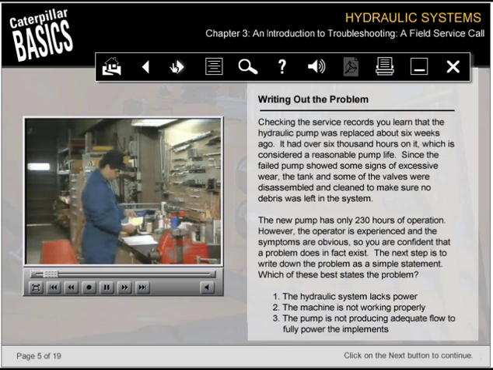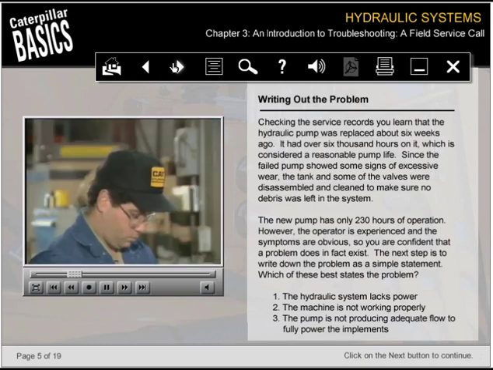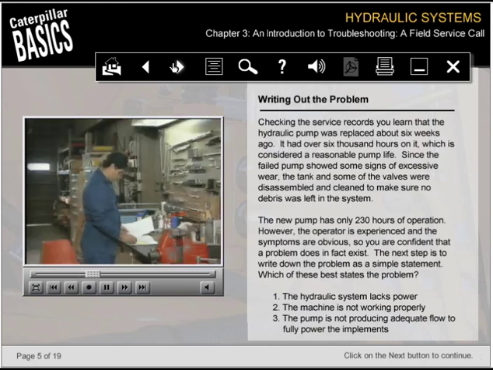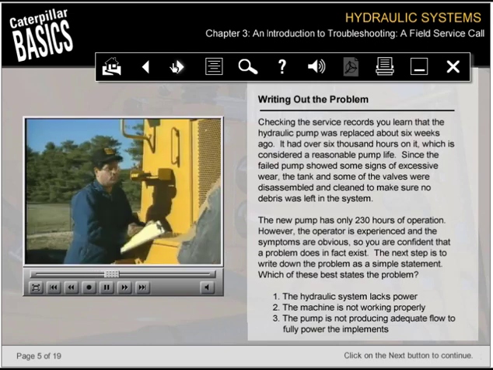Checking the service records, you learn that the hydraulic pump was replaced about 6 weeks ago. It had over 6,000 hours on it, which is considered a reasonable pump life. Since the failed pump showed some signs of excessive wear, the tank and some of the valves were disassembled and cleaned to make sure no debris was left in the system. The new pump has only 230 hours of operation. However, the operator is experienced and the symptoms are obvious, so you're confident that a problem does in fact exist.